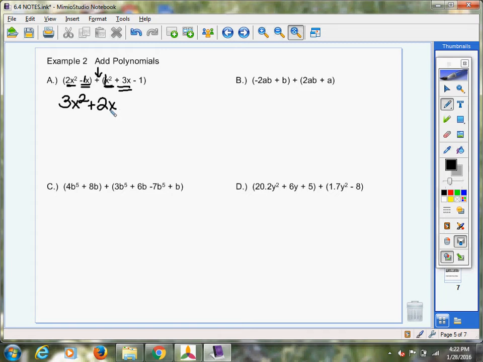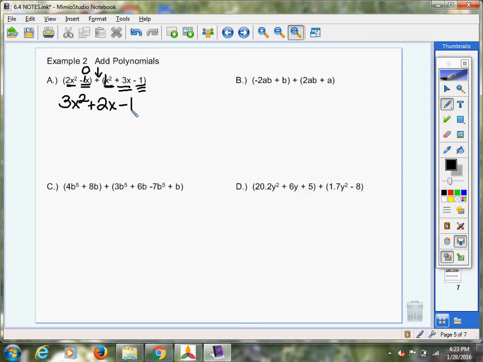Now, I don't have a constant number, so it's understood to be a 0. That's what's there in that first term. When you don't see a constant number, just assume it's 0. In the second one, I have a negative 1. So what's 0 plus negative 1? Yes, negative 1. And there you go. That is the best I can do. I've added my like terms together, and I have a quadratic trinomial, and that's as good as it gets. So that's the horizontal method.